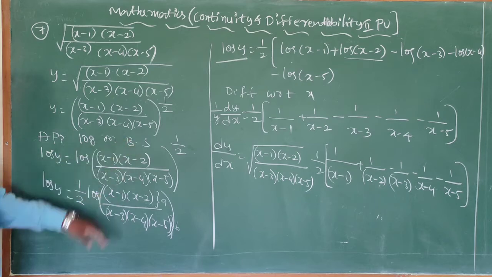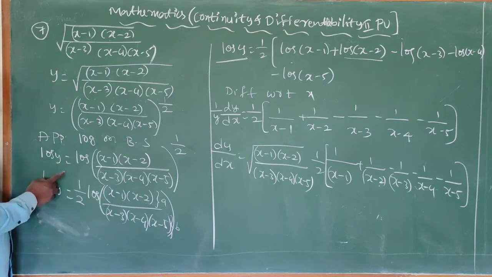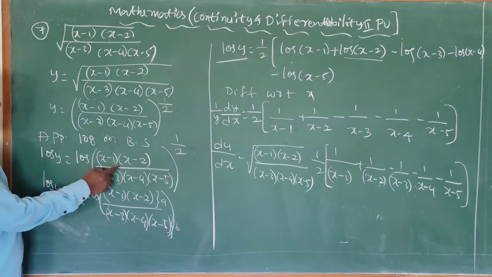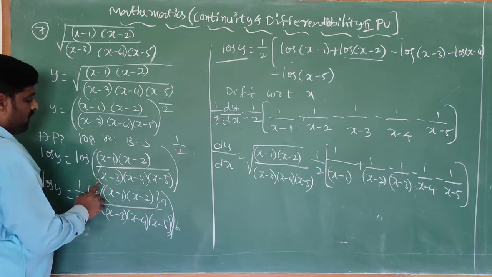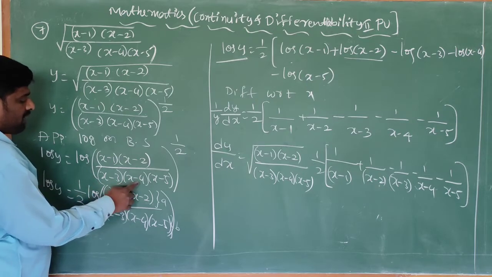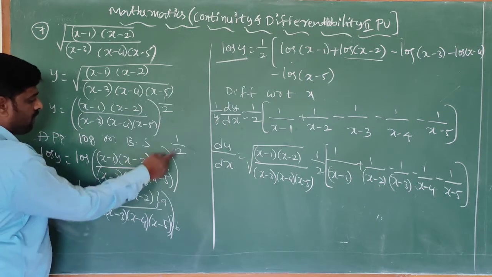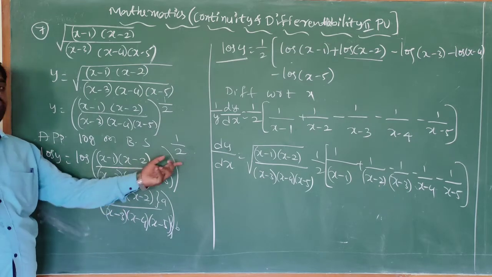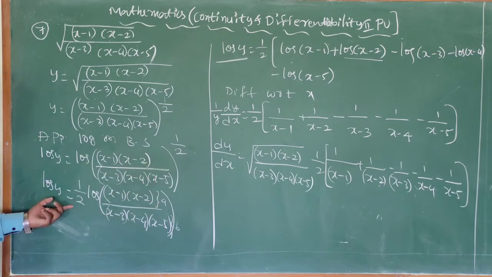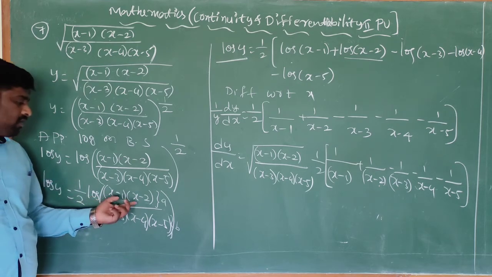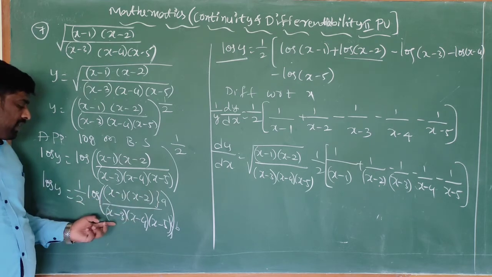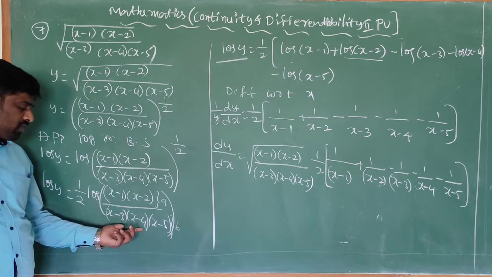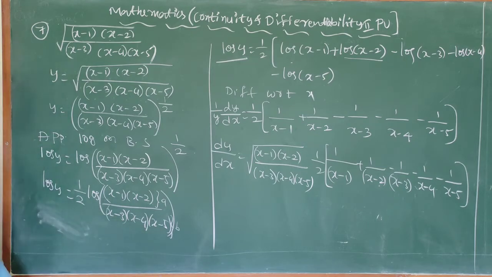Log on both sides. Log y is equal to log of [(x minus 1)(x minus 2) divided by (x minus 3)(x minus 4)(x minus 5)] whole to the power of 1 by 2. Log y is equal to, this is a form of log p to the power of n. Log y is equal to 1 by 2 log of (x minus 1)(x minus 2) divided by (x minus 3)(x minus 4)(x minus 5).